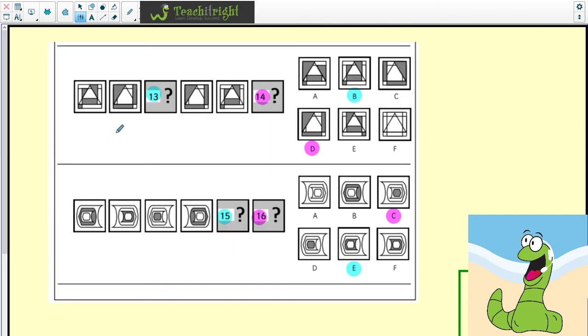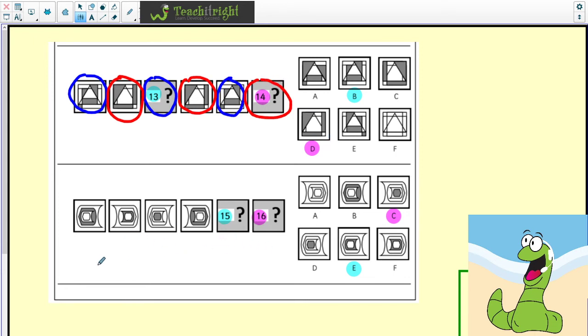This one looks more complicated than it actually is. This is just a repeating pattern. So whatever shape we've got here will need to be repeated in there. So the answer is B. And then we've got another repeating pattern here. So for question 14, you can see that we're going to need D.